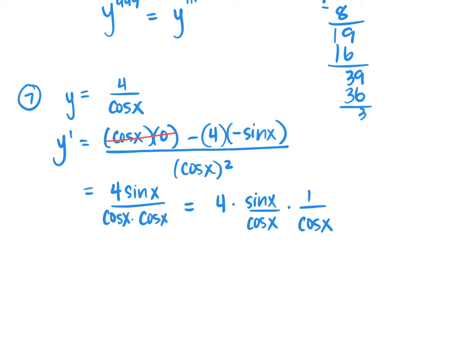If you think of it that way, then you can see more clearly how they got their answer in the back. They would have 4, and then this term here, that's tangent, and this term here is secant. You can see it a little bit easier if you just think, oh, this is not the same as common denominators.